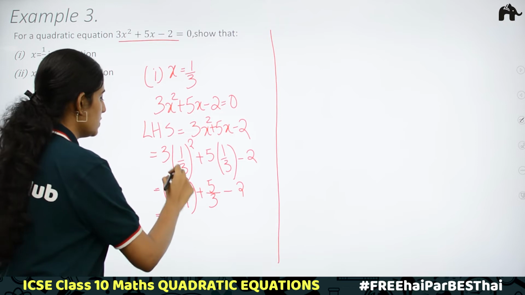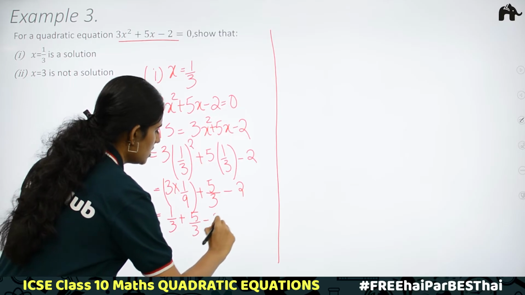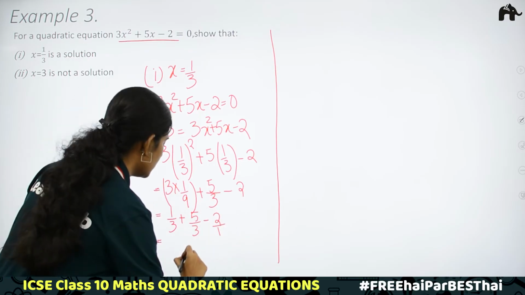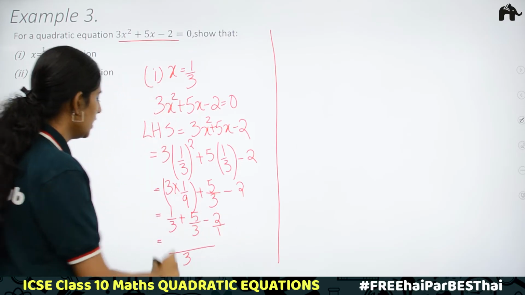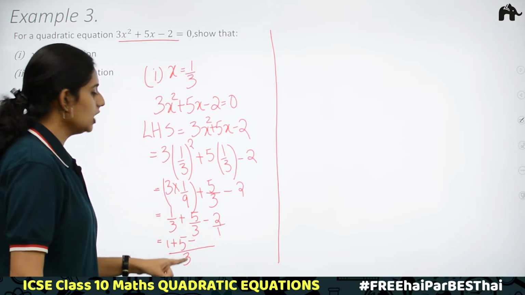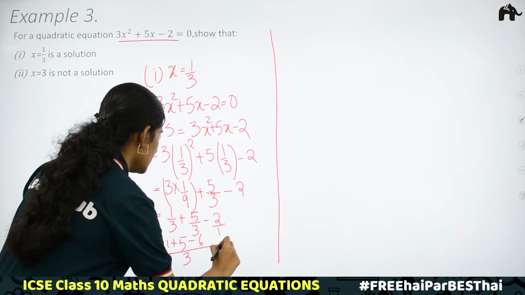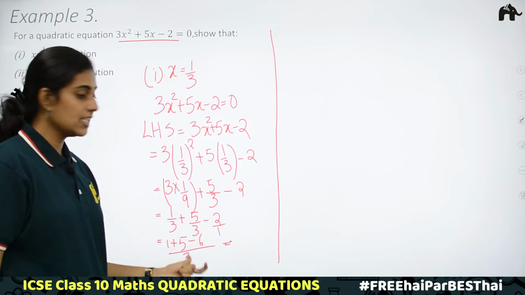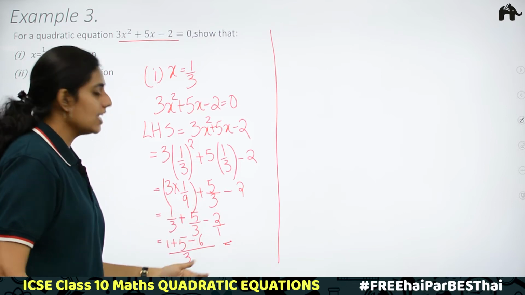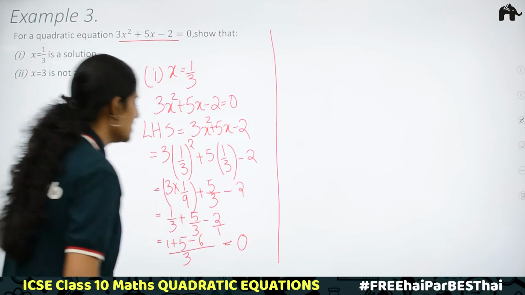3 3s are 9, which means you will be getting 1 by 3 plus 5 by 3 minus 2 equal to, taking the LCM. Here the denominator is 1, 3, so the LCM will be 3. Numerator: 1 plus 5 minus 2 into 3, which is 6. So 1 plus 5 is 6, 6 minus 6 is 0. What is 0 by 3? If you divide 0 by any number, you will get 0. So here LHS is equal to 0.